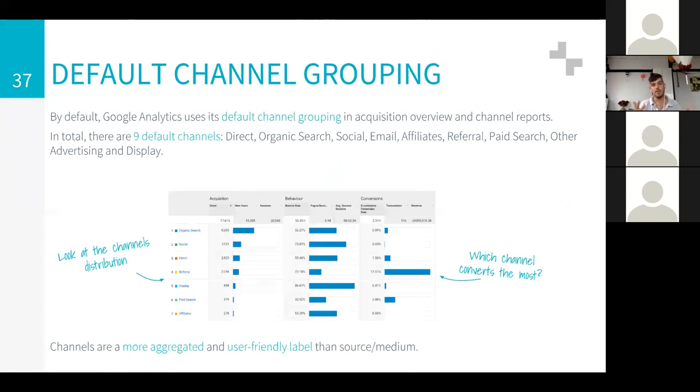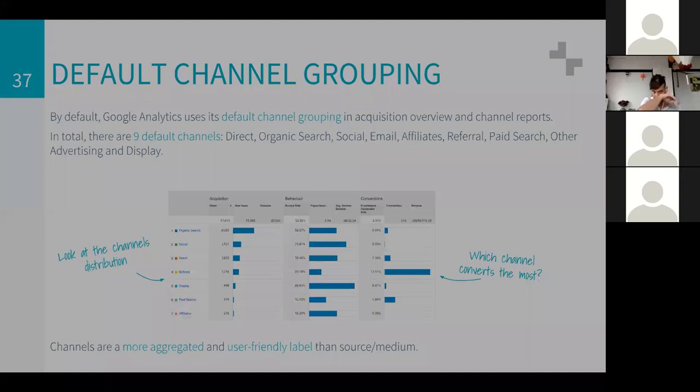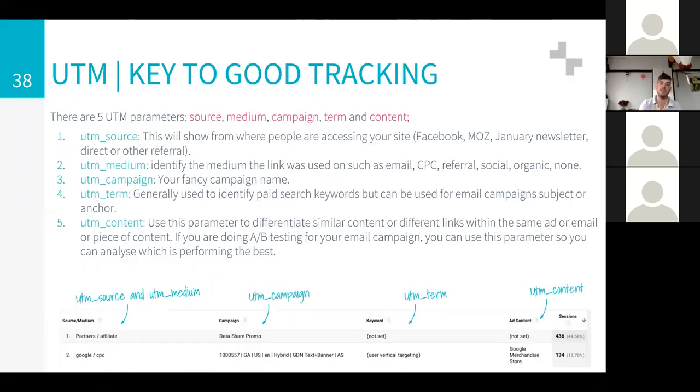And what I wanted to tell you here is that channels are just aggregated groups of what we call source and medium, and the source and medium are defined by the UTMs. So the UTMs will have a major impact on how good your tracking is, especially if you use only channels. If you are relying on source and medium only, that's okay. But if you are relying on default channel grouping, you kind of have to understand why UTMs matter and how they impact the way it's categorized.